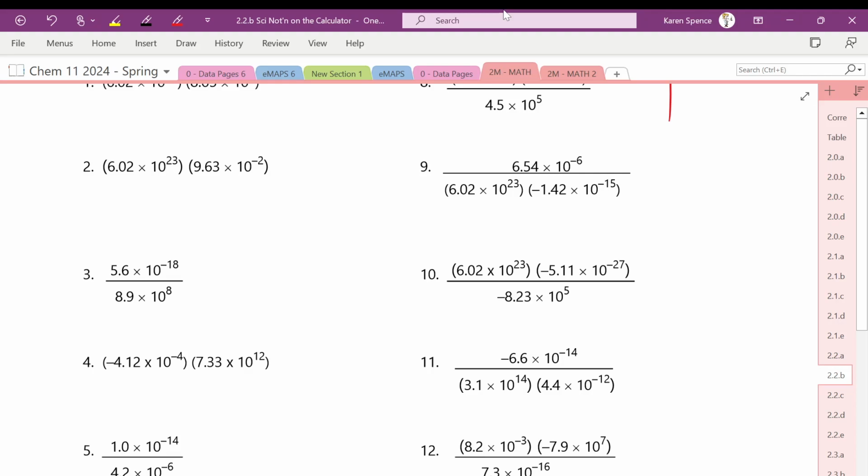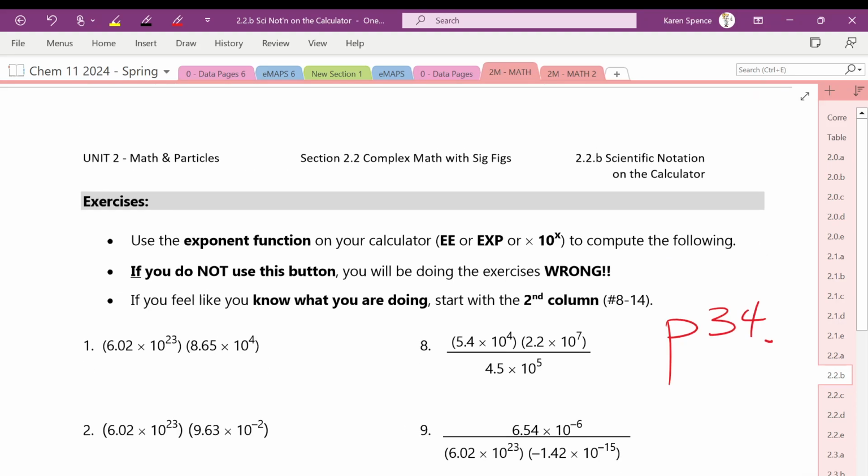Ladies and gentlemen, remember, you are also applying sig figs to these numbers. So you have to say, how many sig figs do I have in my question? How many sig figs should I have in my answer? For number 1, I multiplied, right? Yes.